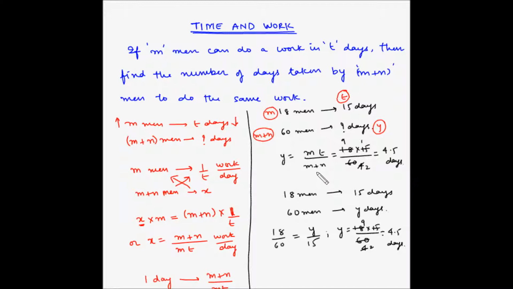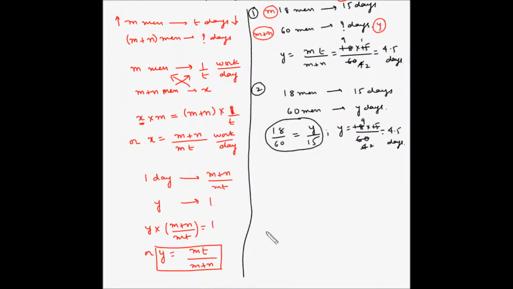Well, if you can remember this formula, then you can bypass this part and directly go to this formula here: m multiplied by t divided by m plus n. However, if you don't remember the formula, then you can use this relationship to quickly find the answer. The third way: this is our first method, this is our second method. Let's look at the third method.